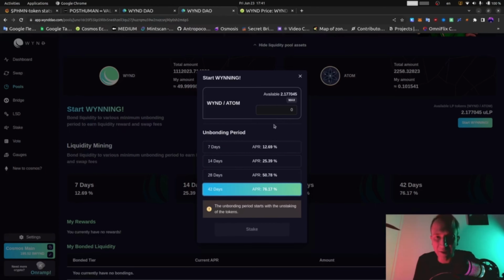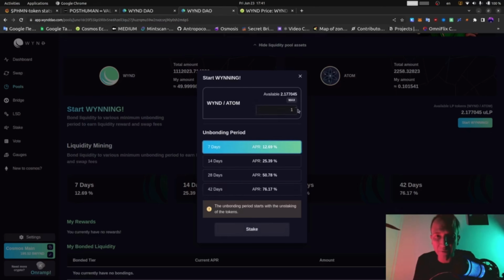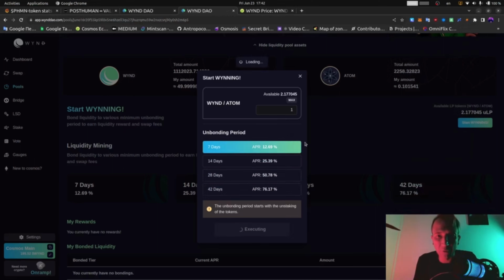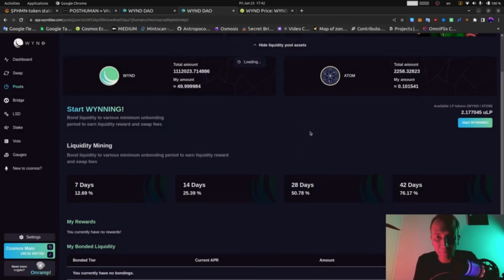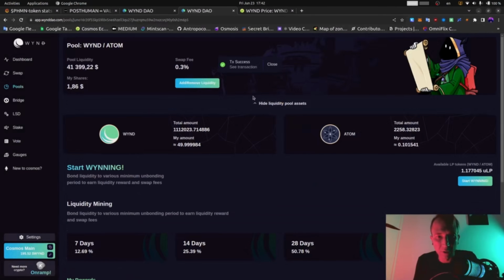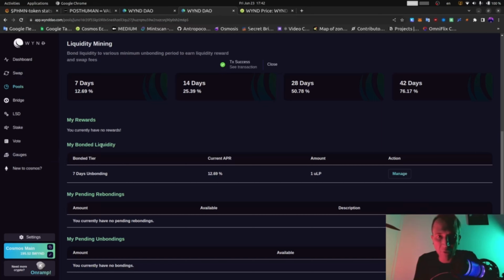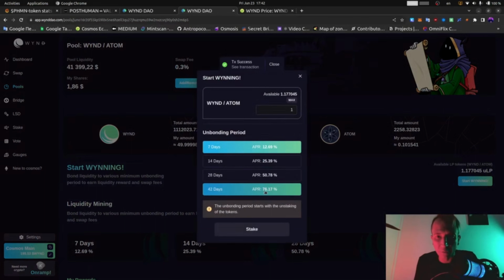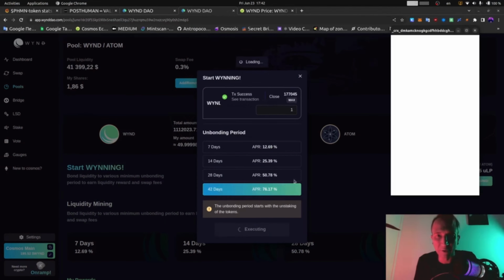So let's see the differences. We have 2.17 LP tokens, and for example, one LP token we will stake for 7 days. We click on it, approve the transaction in Keplr, and we will see what will change in this case. Loading, transaction successful. Yes, and we can see we have bonded liquidity for 7 days of unbonding, with the current APR, amount 1 LP token, and we start earning. And one more we will stake for 42 days.